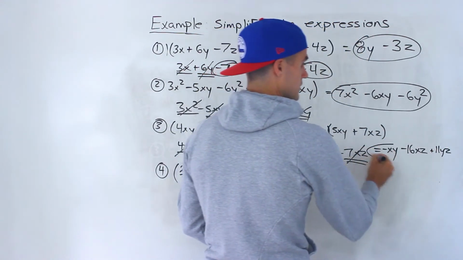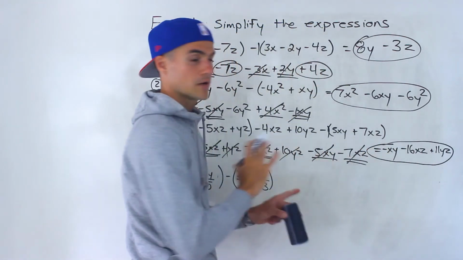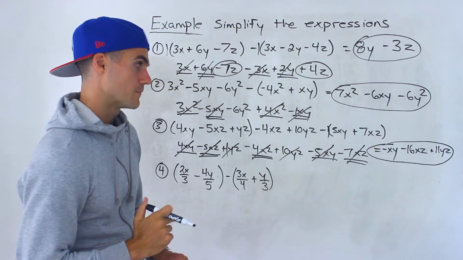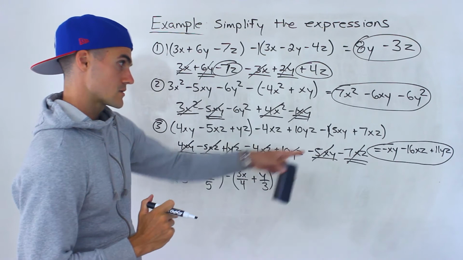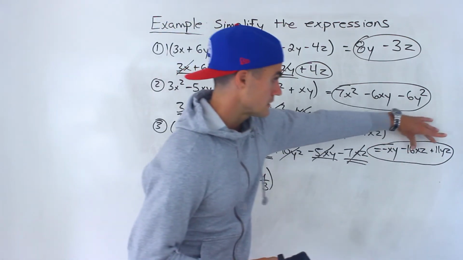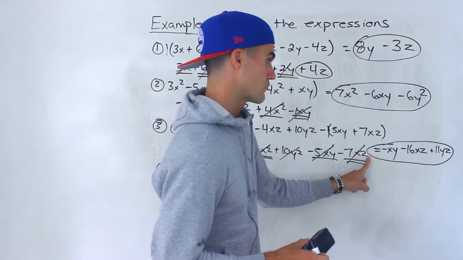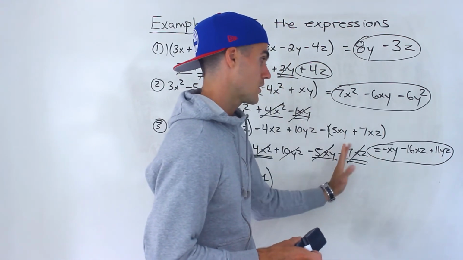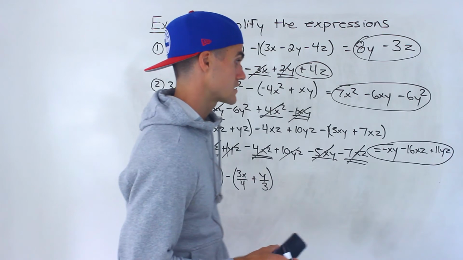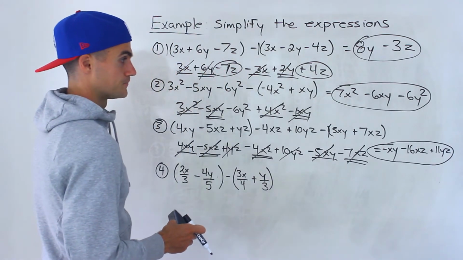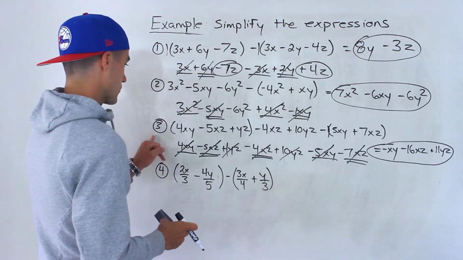And then none of these are like terms. The combinations of letters are all different. So that's what the final answer could be, and then this could be rearranged in different orders. We could have 11yz in front to make that first coefficient positive, minus xy minus 16xz. So that's what number three simplifies to.